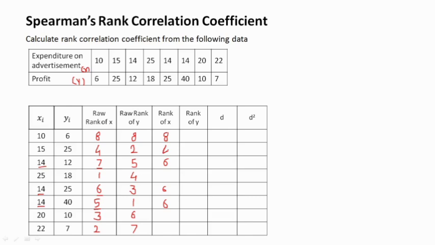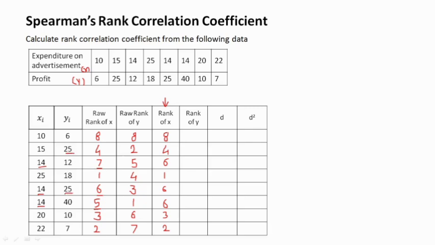So 8, 4, 1, 3, and 2. This will be your final rank. So you have to consider these ranks for the calculation, or these are also known as the modified ranks. Next, for the rank of the Y from the raw rank, we have to find out. As we have noticed, there is a repetition of the data value.